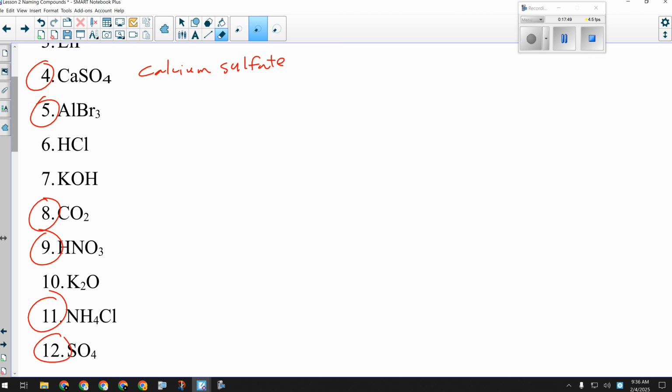All right, number 5, we've got another ionic compound, aluminum with bromine. So this is going to be aluminum bromide. No prefixes because it's ionic. Okay, number 8, ionic or molecular? Molecular. And you should probably know this stuff right off the top of your head. CO2 is carbon dioxide.